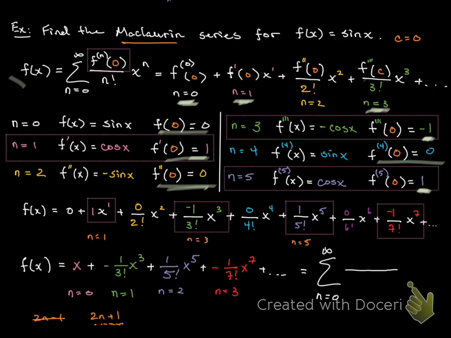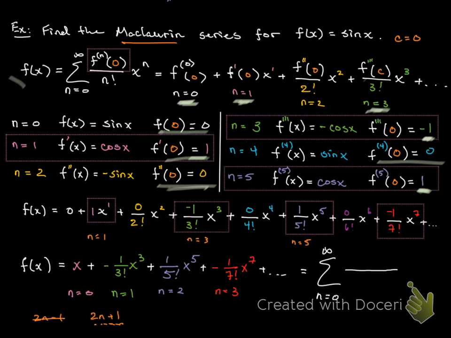When n is 0, I get 1. When n is 1, 2 times 1 plus 1 is 3. When n is 2, I get 5. When n is 3, I get 7. So that's one of the ways that we do this, and we collect the terms that we want. Since I only have odd terms here, I want my series to start at 0 and only have the odd terms show up.